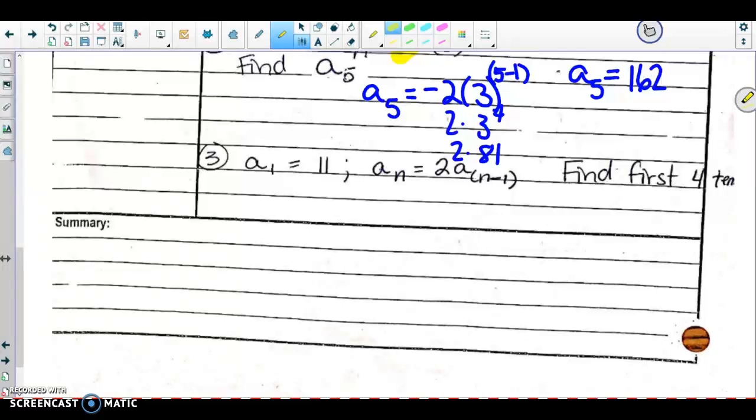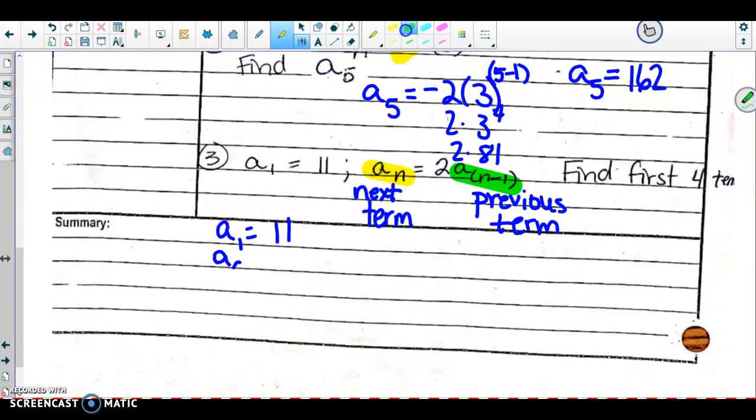Well, if I take a look, a sub n is my current one. A sub n minus 1 is the previous term. So we're looking to find the next term. So whatever our next term is, we're going to use the previous term. Okay? So that's what that is saying. So a sub 1 is the first term, 11.